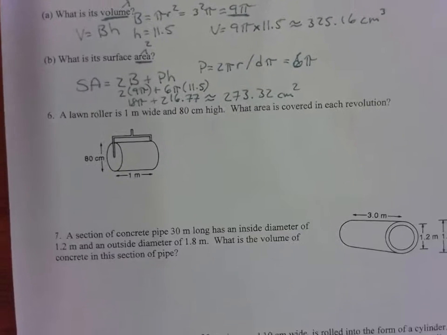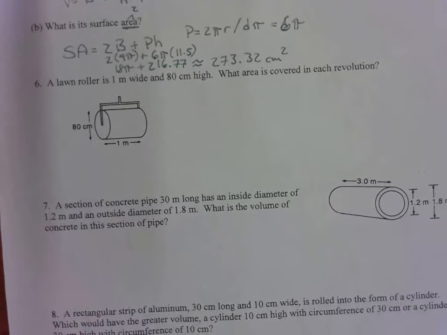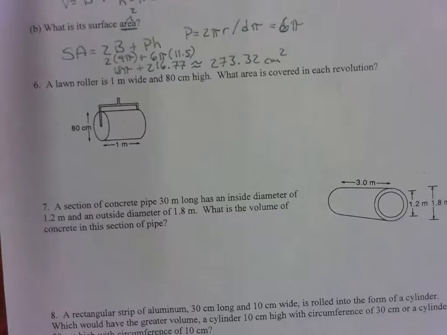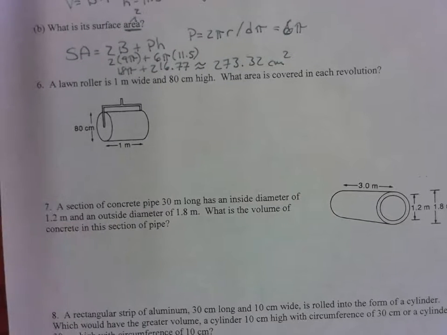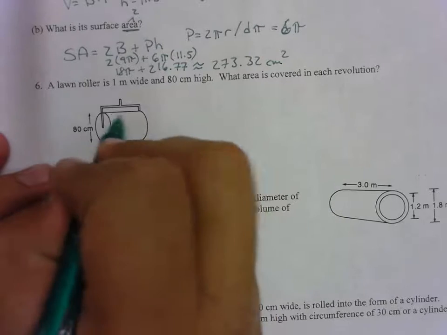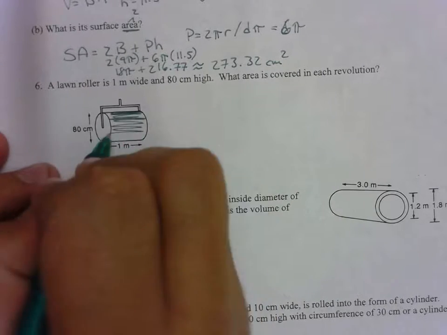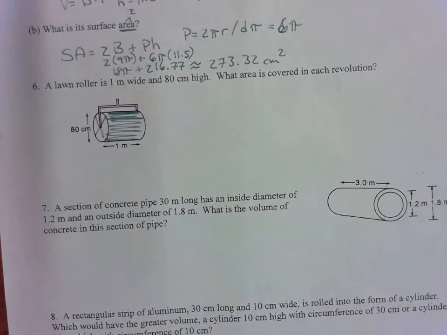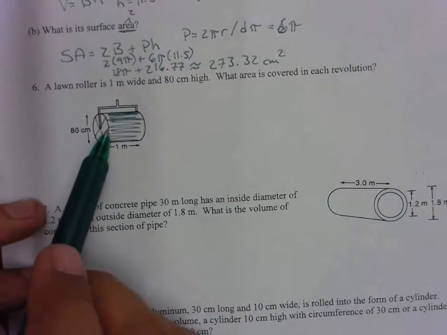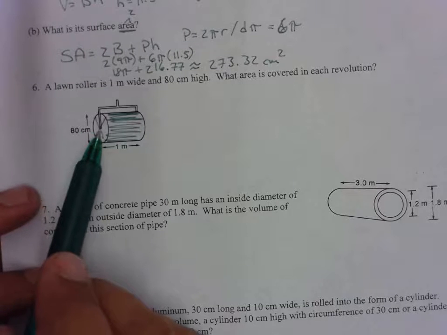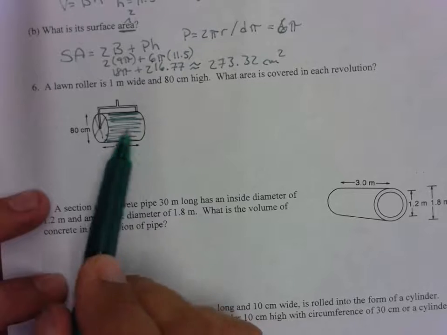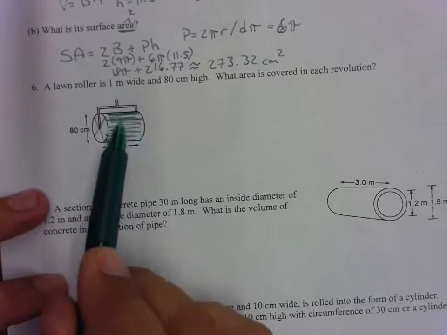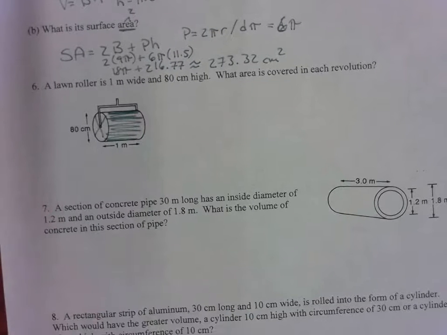Number 6 says you have a log roller that is 1 meter wide and 80 centimeters high. What is the area covered in each revolution? They want to know what is the area covered in each revolution. They want to know this piece, not the bases. They want to know the lateral faces. This piece does not touch the grass, so they don't care about it. They want to know how much grass was touched in one revolution.